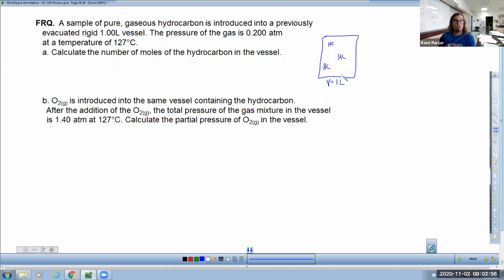Okay, so now what else do I know about this? I know that when it's all said and done, its pressure is 0.2 atmospheres, and I know that the temperature is 127, which I believe is 400 Kelvin. Hey, look at that, V, P, and T, and they ask me how many moles of this hydrocarbon is inside of there. AP FRQ, this is an actual test question?